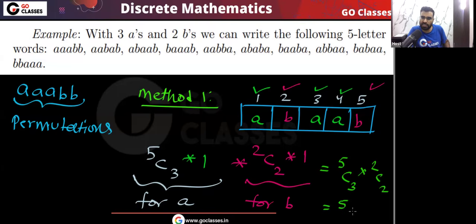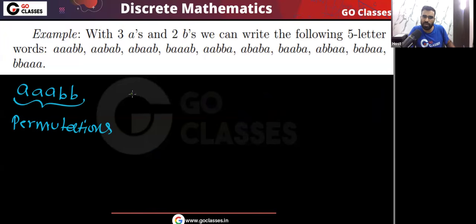That is simply the same as 5C3, because 2C2 will be 1. So the answer will be 5C3. 5C3 is the same as 5C2 because nCr equals nC(n minus r). So this is method number 1. Or you can apply the formula directly. Method number 2, that is the formula you can apply.